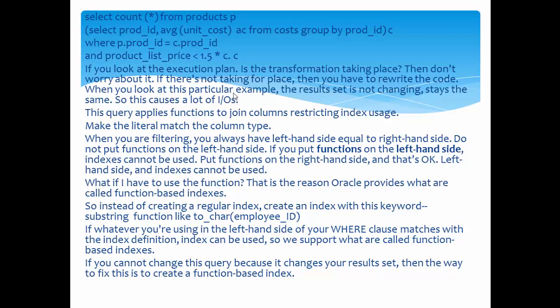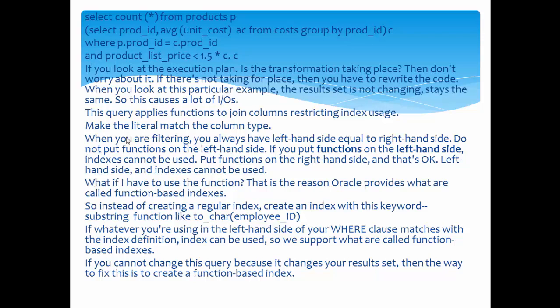So this causes a lot of IOs. This query applies functions to join columns, restricting index usage. Make the literal match the column type. When you're filtering, you always want the left side equal to the right side. So do not put functions on the left hand side. If you put functions on the left hand side, indexes cannot be used. Put functions on the right hand side and that's okay.